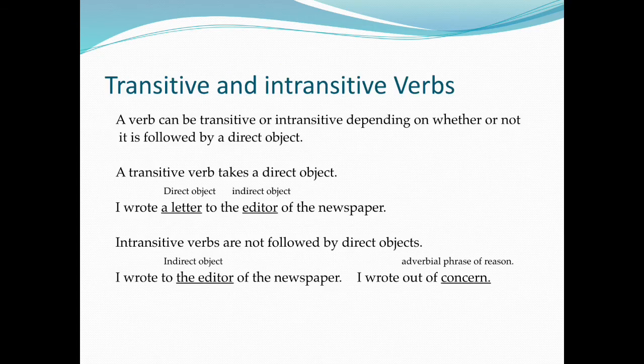Transitive and intransitive verbs. A verb can be transitive or intransitive depending on whether or not it is followed by a direct object. A transitive verb takes a direct object. I wrote a letter, direct object, to the editor, indirect object, of the newspaper. Intransitive verbs are not followed by direct objects. I wrote to the editor, indirect object, of the newspaper. I wrote out of concern, adverbial phrase of reason.